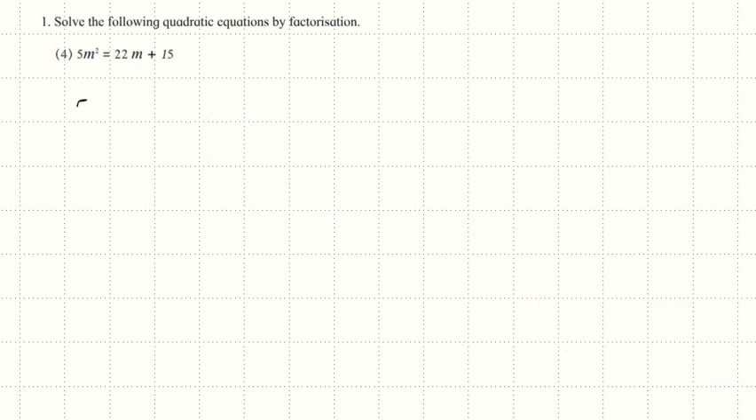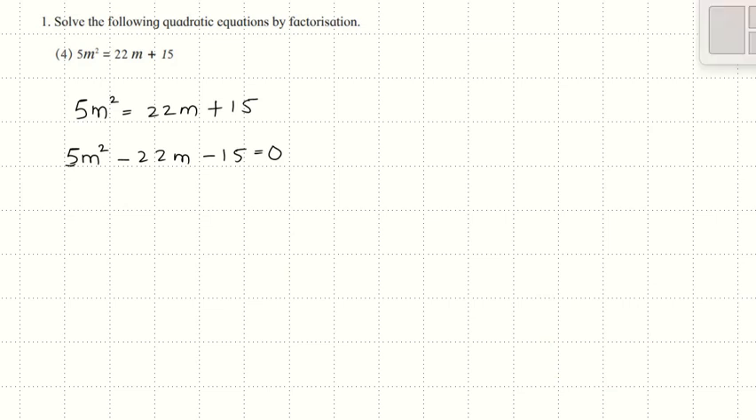Next question is 5m square is equal to 22m plus 15. Write it down in the standard form first. 5m square minus 22m minus 15 is equal to 0. If you see, as the coefficient of the first term is 5, and if we multiply this 5 into minus 15, that is the third term, plus 5 into minus 15 is equal to minus 75. Therefore, we need to find two terms.